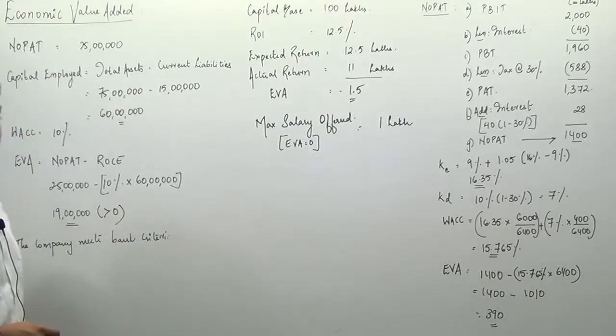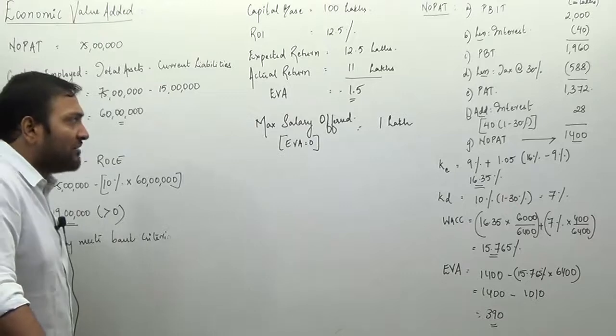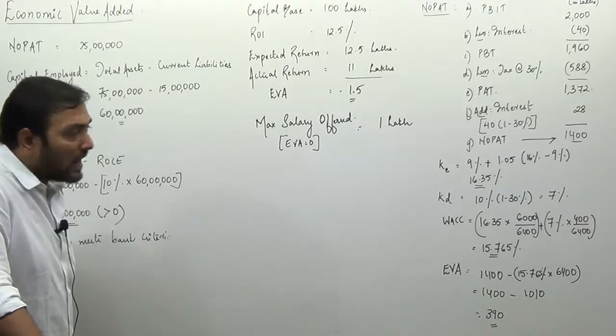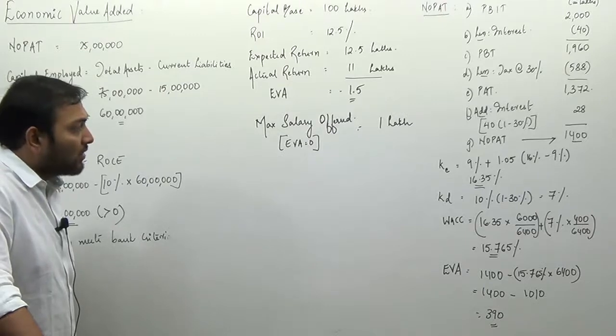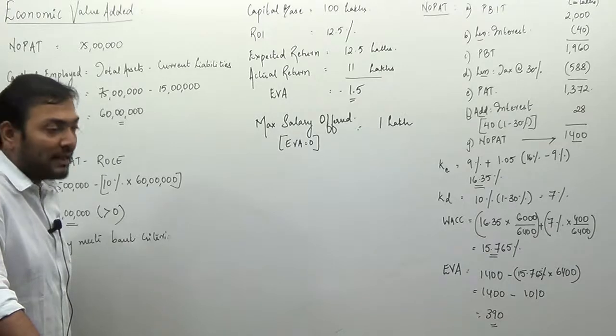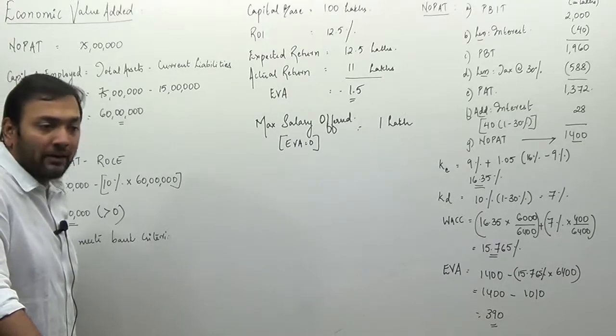Now it is a negative EVA. So when he earns 2.5 lakhs, the company will get a positive EVA of 1 lakh. Now that positive EVA of 1 lakh can be paid as a salary to at least maintain an EVA of 0 for the company.